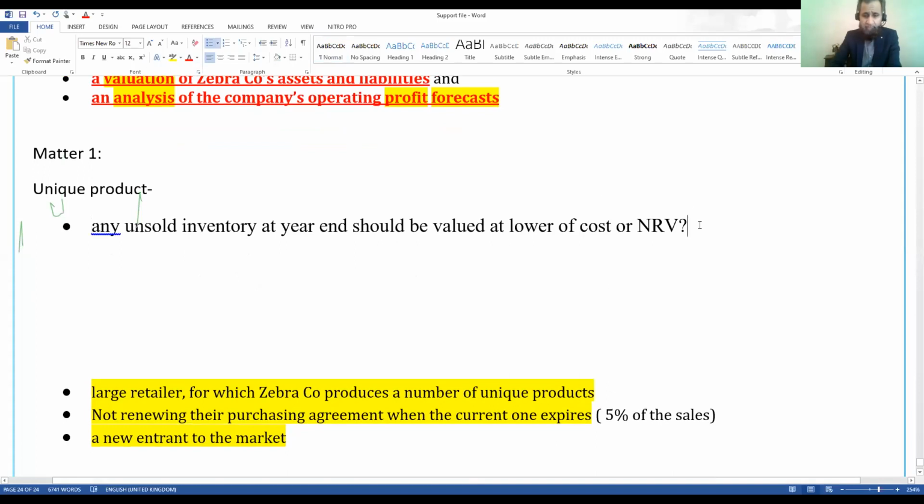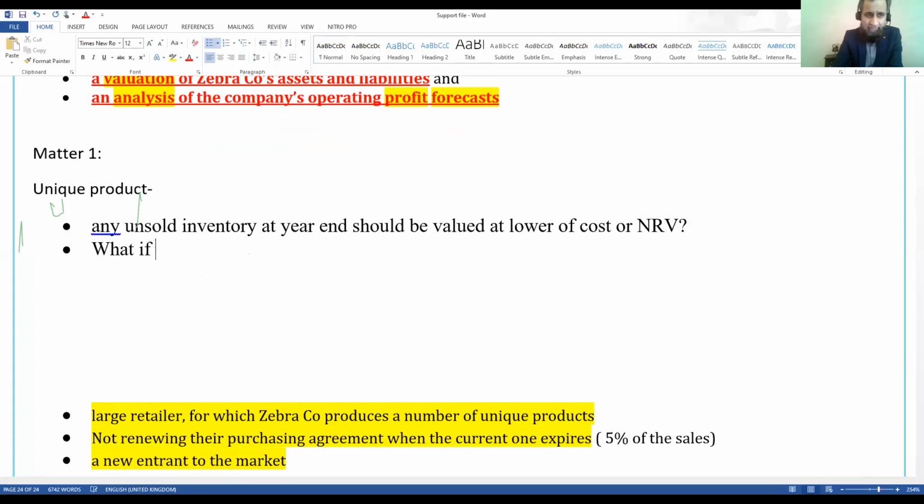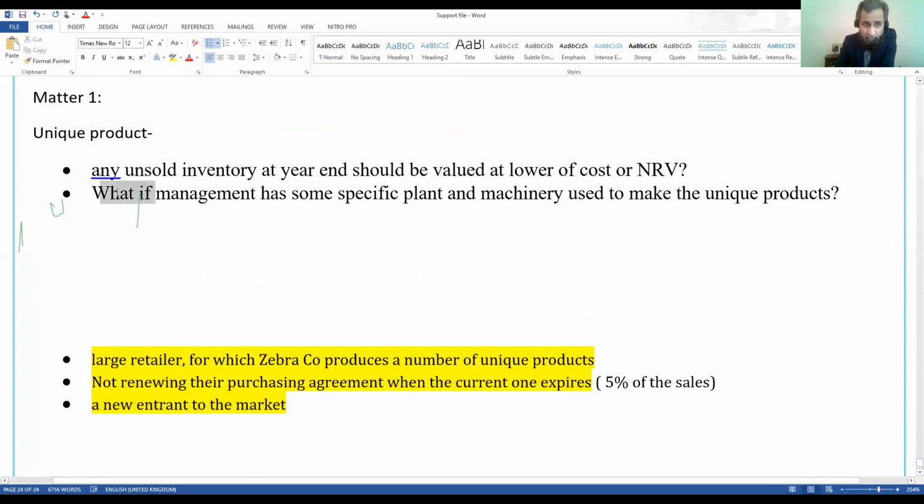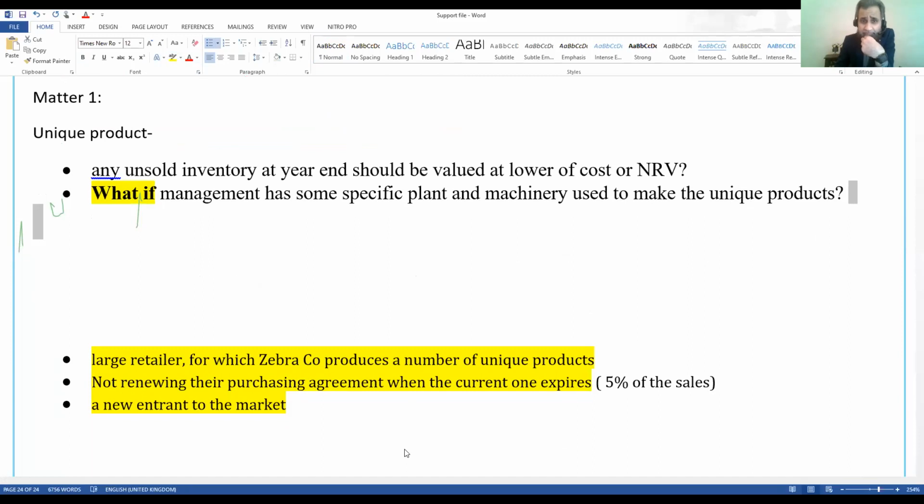Look at the second one. What if management has some specific plant and machinery used to make the unique products? What will happen to these plant and machinery? Will there be a need to recognize impairment for them? Will there be a need to record them at the lower of the recoverable amount or the carrying amount?